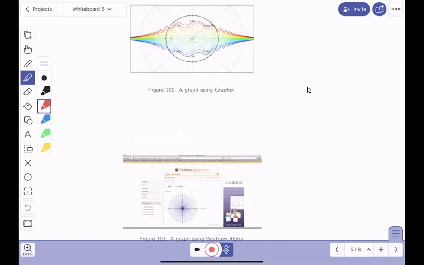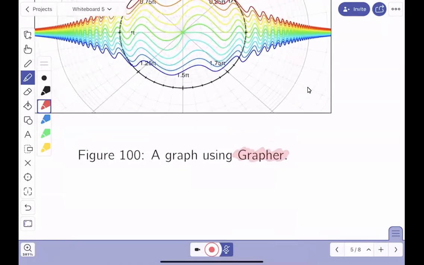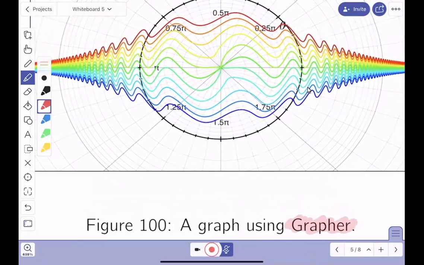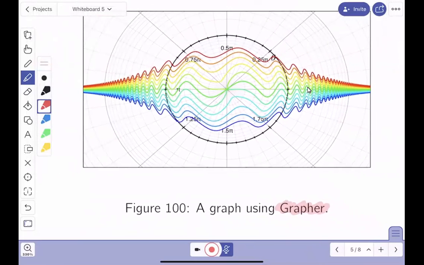And I'm going to put this as an example of me using Grapher. All right, it's an elaborate graph. No, I couldn't do that by hand. The colors and all kinds of things like that. That'd be really tough for me to do, but Grapher is a really nice application.